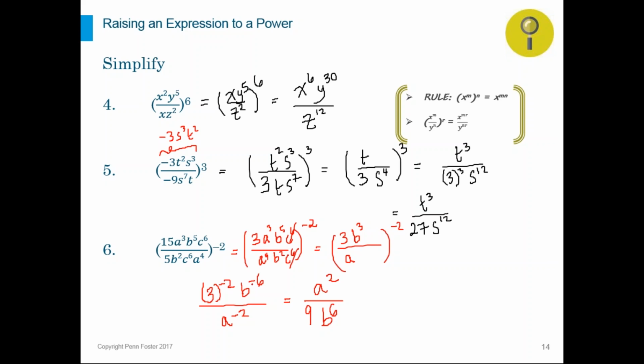So always the negative sign of our power makes us flip the variable over. If it's on the top, it will become on the bottom. If it's in the bottom, it will become on the top. Any question?